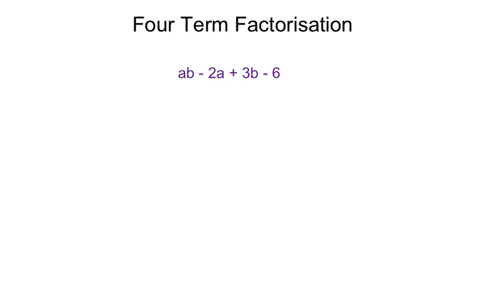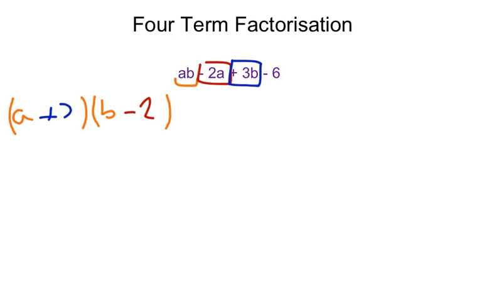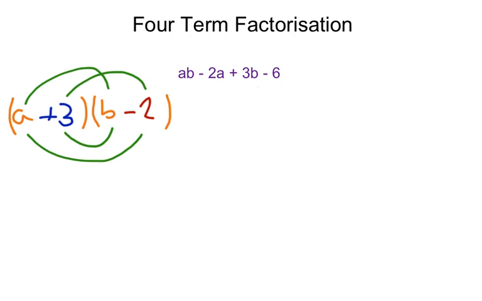ab minus 2a plus 3b minus 6. So it's a 4 term with nothing obvious to factorise out, so we're thinking it's going to be into 2 brackets. To get ab, we need an a and a b. To get minus 2a, we need a minus 2 over here. And to get plus 3b, we need a plus 3 here. If we just quickly check, we get ab minus 2a plus 3b and then minus 6. So that is correct.